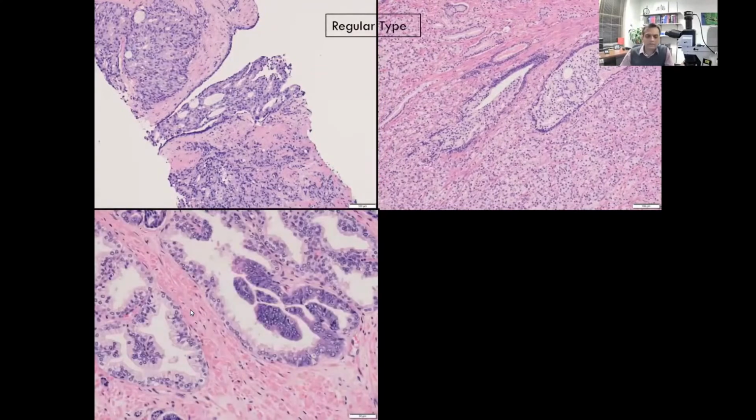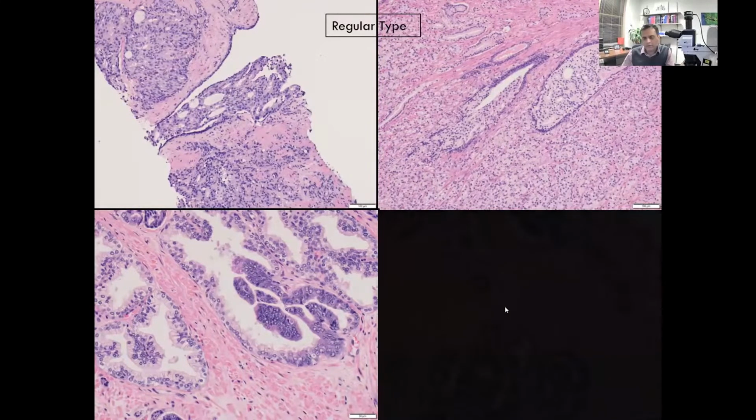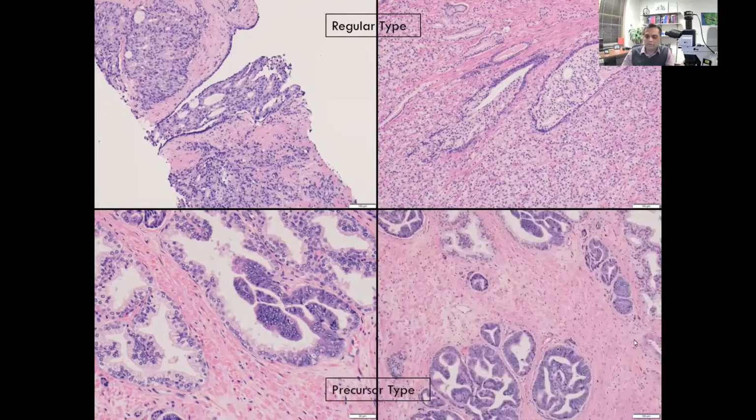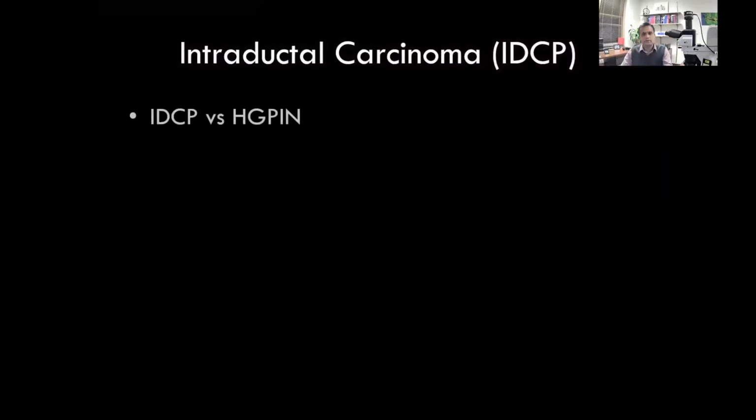In contrast, the precursor type is where you get a pre-existing duct, and then you start developing mutations that make it very high grade. So this would be a precursor type of intraductal carcinoma. And then, as I said, even this can be associated with adjacent high-grade carcinoma. So clearly, when you see this, one obvious question is, how do you differentiate this from a regular high-grade PIN, right?